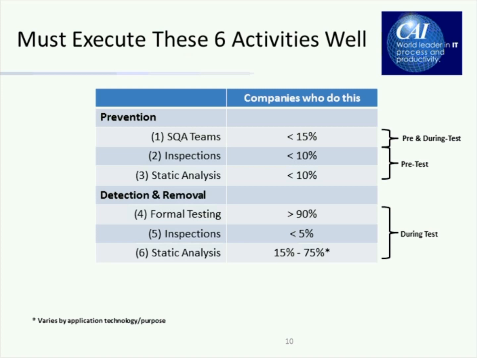What's the problem here? Well, in order to fix that, you need to execute these 6 activities very well. And this is defect prevention and defect detection and removal. You need to have SQA teams, you need to have inspections, and you need to have static analysis on the prevention side. You need to have formal testing, you need to have inspections, and you need to have static analysis on the defect removal side, detection and removal side. Companies who do this, if you look at SQA teams, less than 15% of the companies actually employ SQA teams in their defect prevention. If you look down here in detection and removal, over 90% of the companies employ formal testing methods in their software testing methodologies and in their projects.